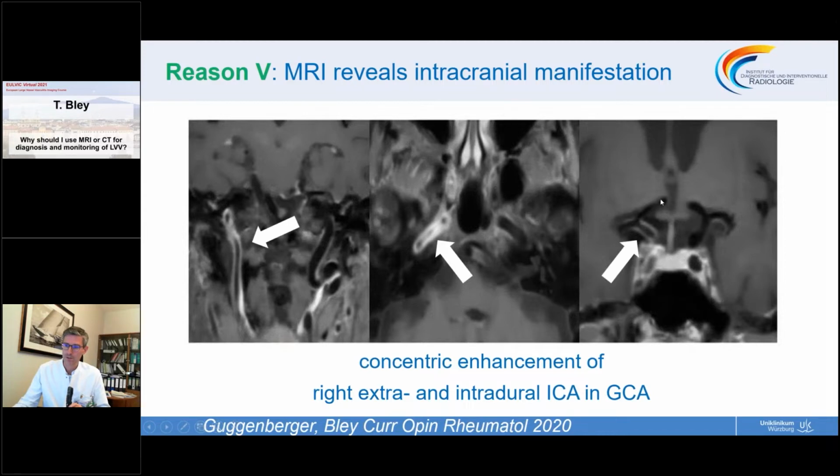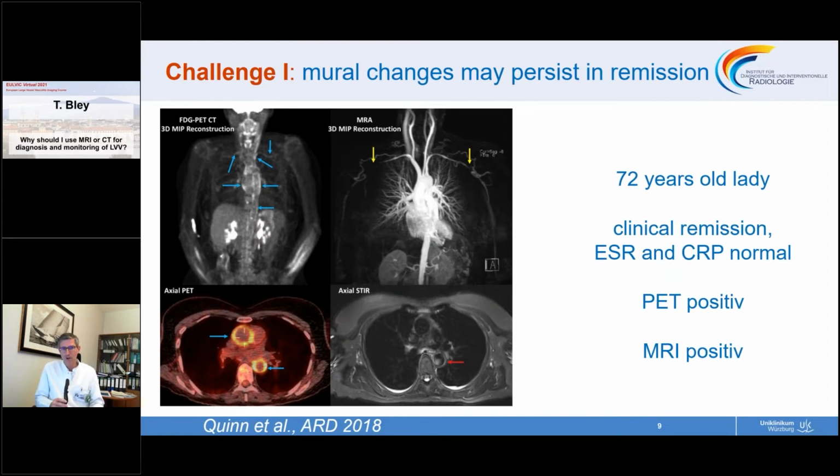Or this is a different coronal perspective. You can see the circumferential thickening and enhancement of the intradural right carotid artery as compared to the left. So it is even possible to look inside the intracranial artery vessel walls. So that's reason number 5. Manifestation. However, that is not combined in our routine protocol in the 30 minutes I was just discussing a minute ago. But there are challenges or obstacles.